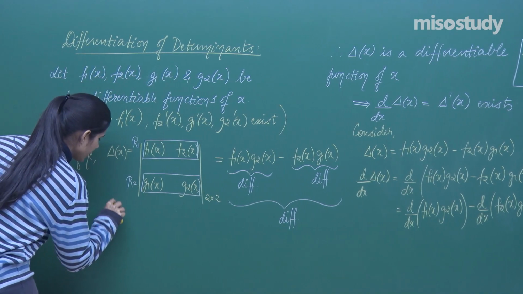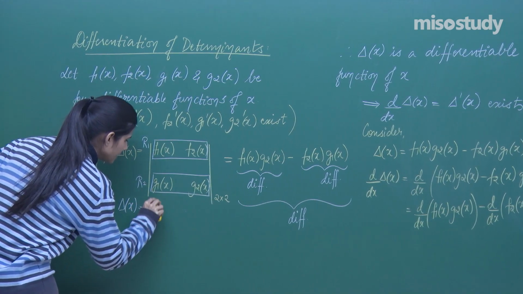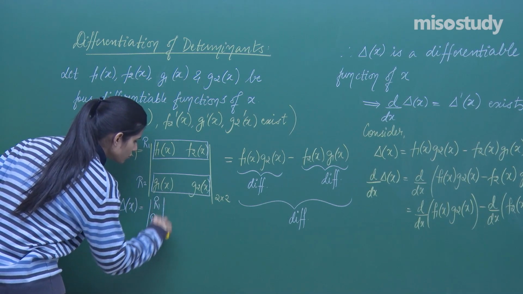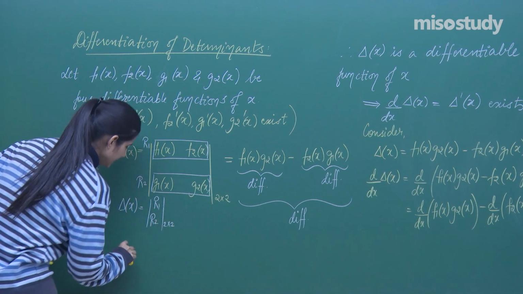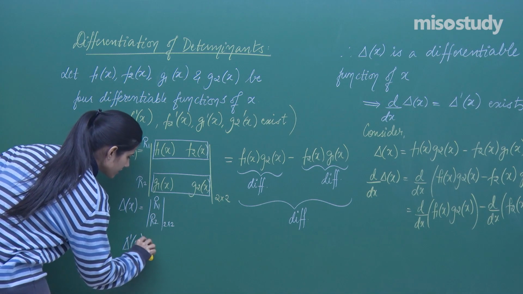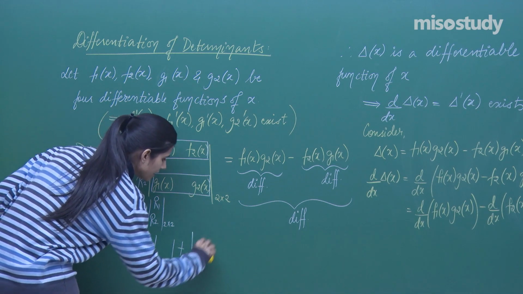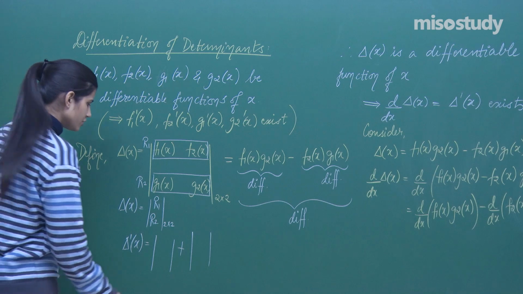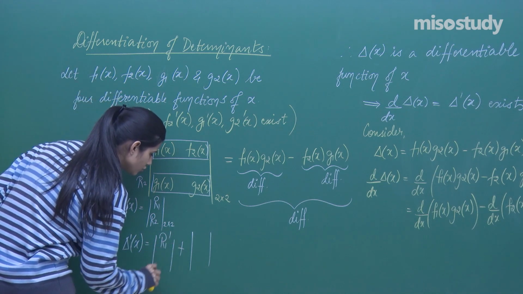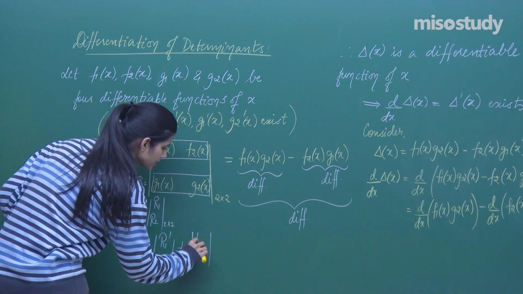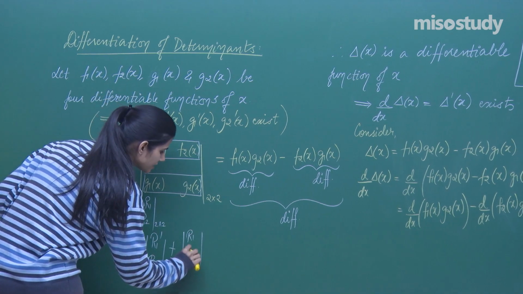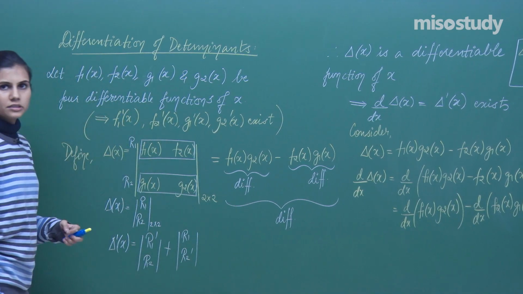So you are actually saying if delta x is considered as row 1 and then row 2, then delta dash x is what? It is the sum of 2 determinants, both of order 2 cross 2, in which in the first determinant row 1 is differentiated and row 2 is as it is, and in the second determinant row 1 is as it is and row 2 is differentiated.